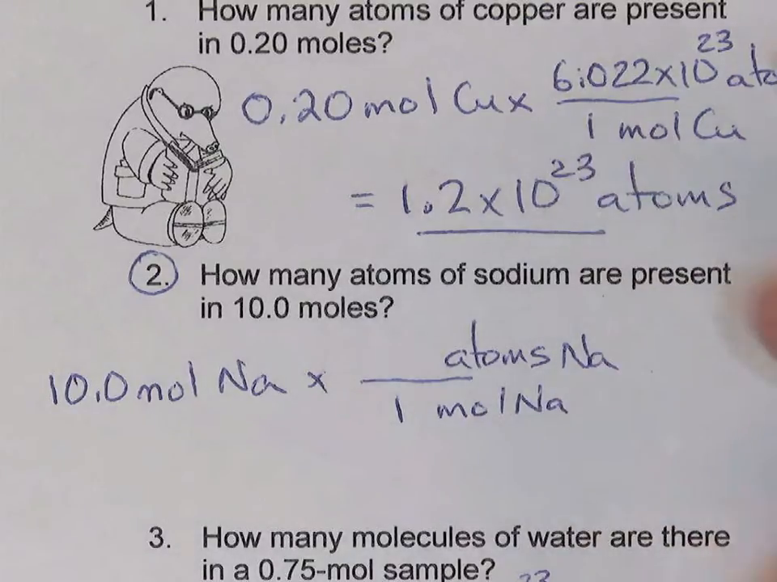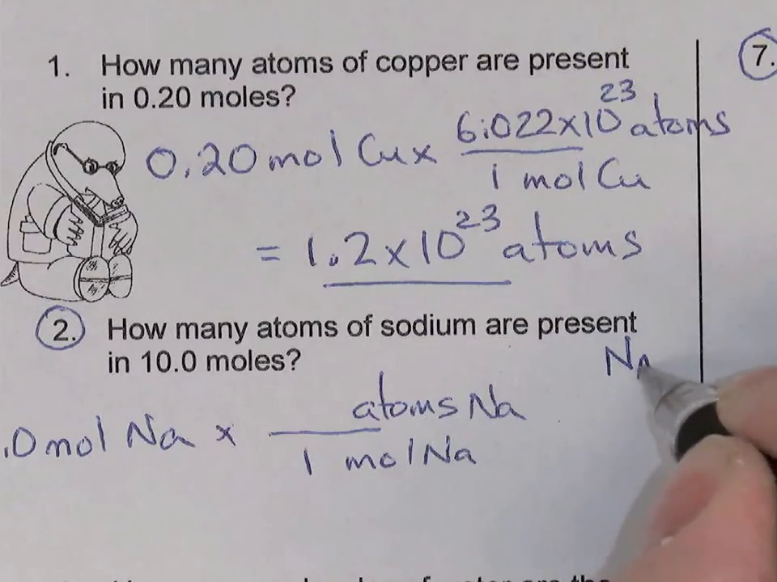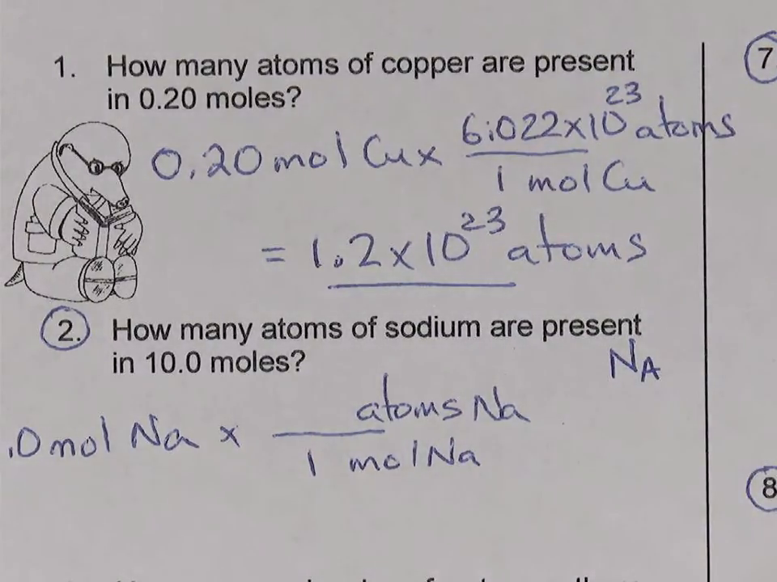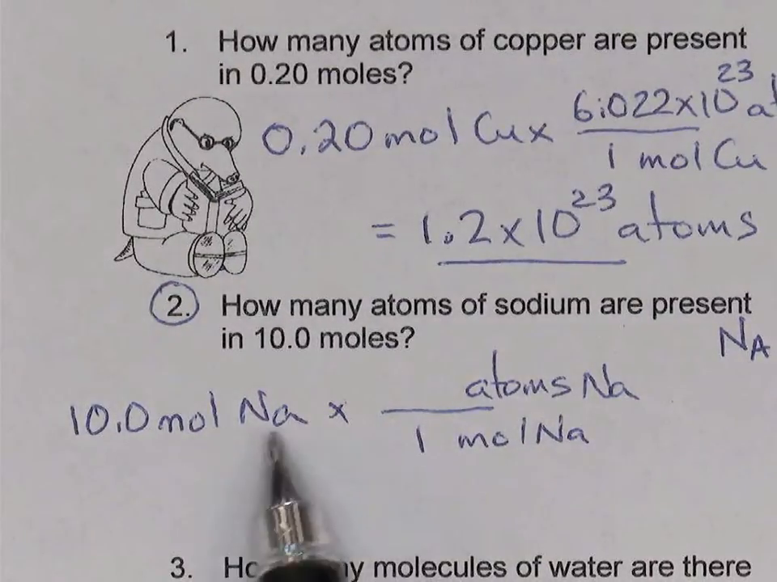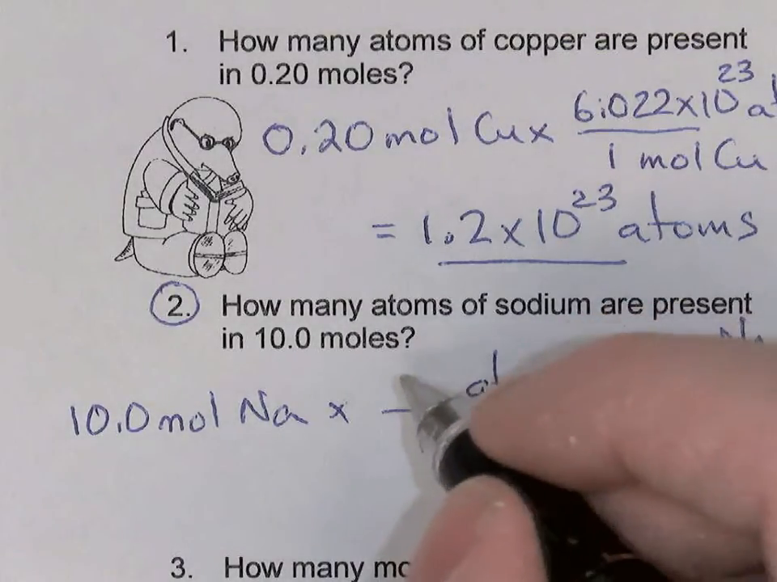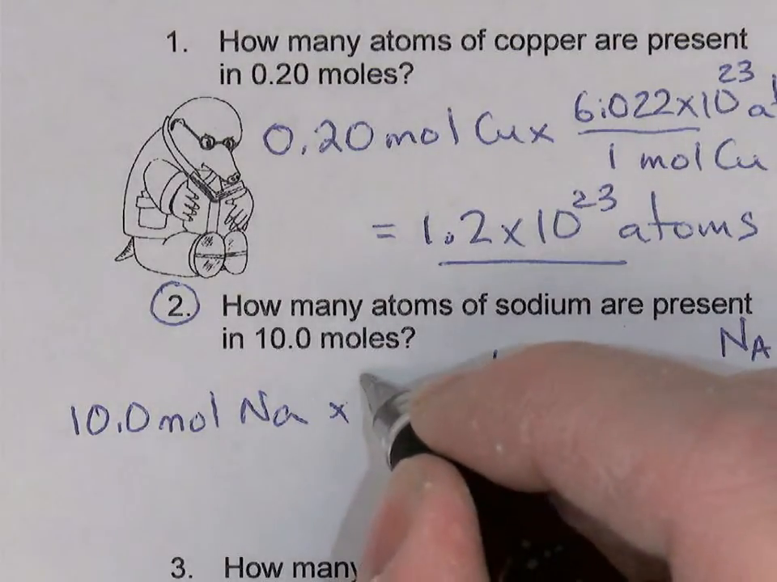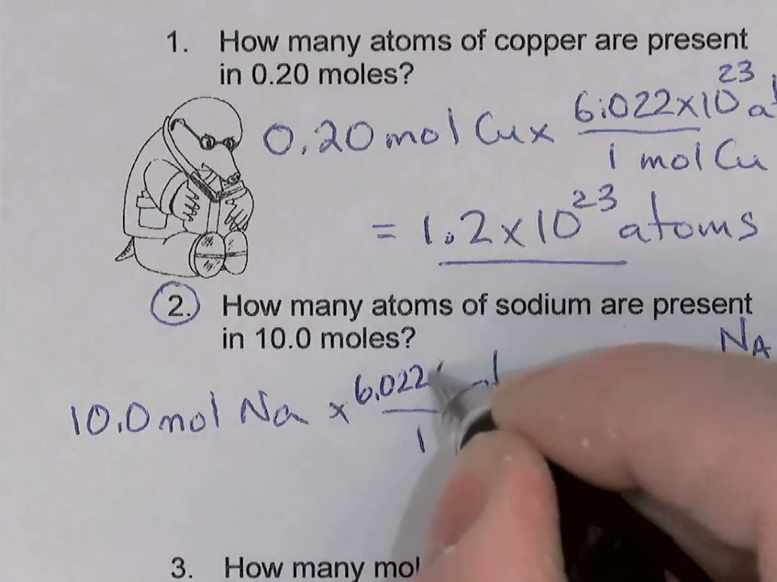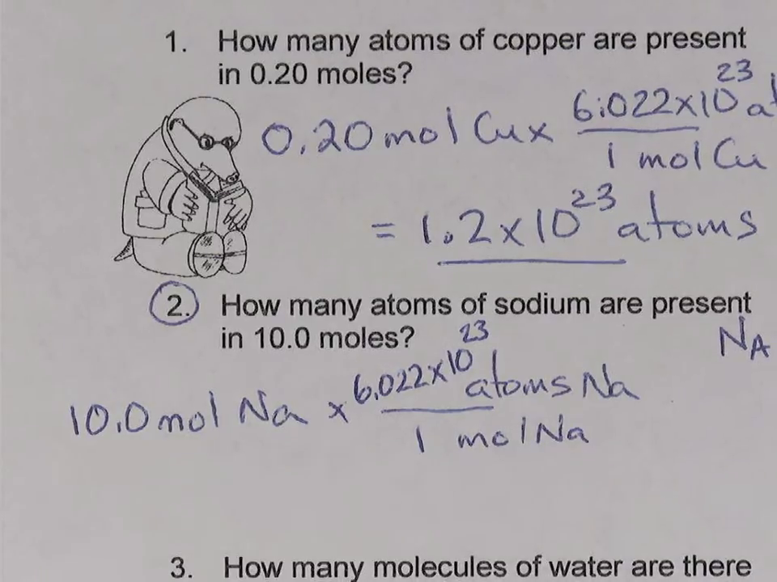Now, if you know Avogadro's number for sure, then you can simply use the symbol capital N subscript capital A to represent Avogadro's number, and be sure you use a capital A, otherwise it'll look like the element sodium, and that'll be a little confusing. If you don't quite have it memorized, then go ahead and always copy the number down until you get it memorized. So 6.022 times 10 to the power of 23 molecules, or atoms, or particles, or formula units. In this case, atoms. So now how do I do that on a calculator?